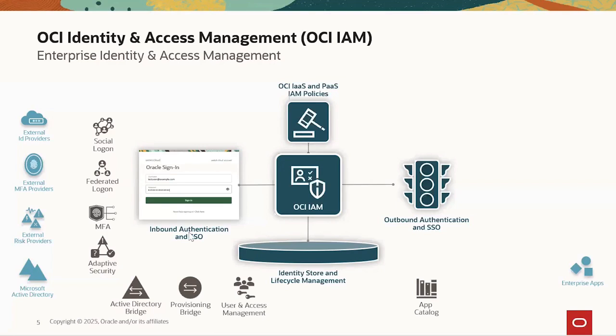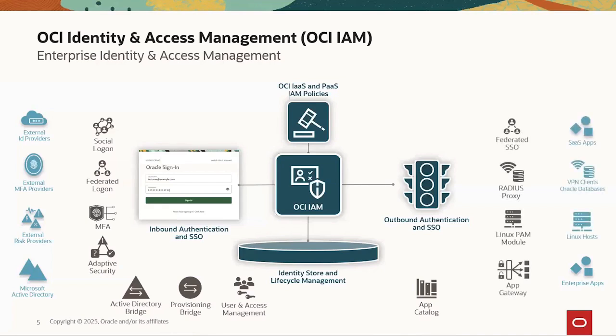But what if you have other systems where you have your identity, which do not support any modern standard protocol, or you have on-premise systems where your users and groups are present? You can use the provisioning bridge to synchronize your users and groups from your on-prem to OCI IAM. And on the provisioning side, we have App Catalog. It's a kind of pre-built template applications wherein you key in some important information about your target application, and then you would be able to create your users in the target application. When we talk about outbound authentication and SSO, we support federated logins here as well.